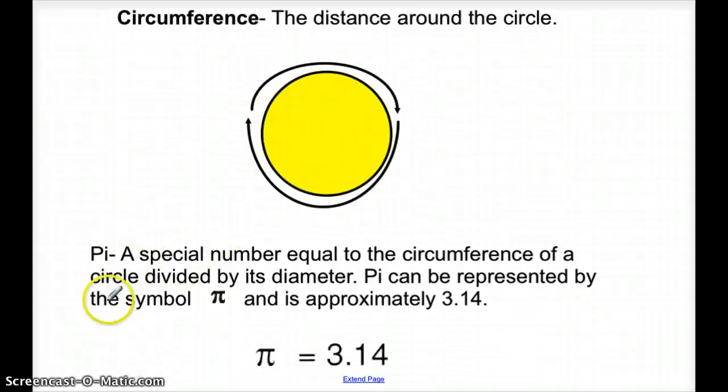And we also have another word called pi, P-I. This is a special number equal to the circumference of a circle divided by its diameter. So circumference is the number around, diameter is the number across, okay? So if you divide, that should be equal. So pi can be represented by the symbol pi and is approximately 3.14.